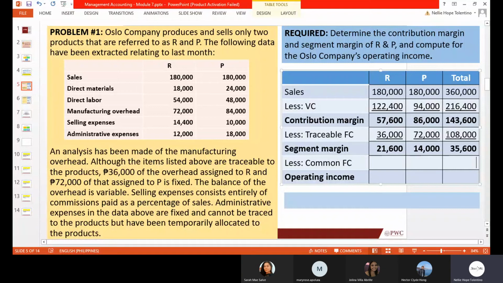So, kung ifo-foot mo siya, footing, 143,600 less 108,000, 35,600. Kapag ika-cross-foot mo siya, 21,600 plus 14,000, dapat 35,600 pa rin yung sagot. Just to make sure lang. So, meron na tayong answer sa requirements natin na contribution margin and segment margin. The question is, ito na lang, the last requirement, how much is Oslo's operating income?